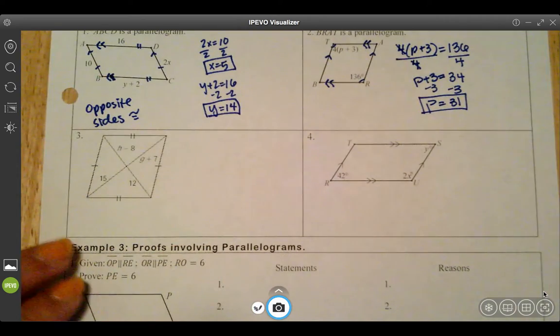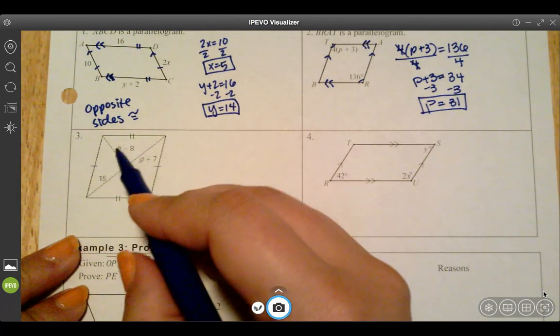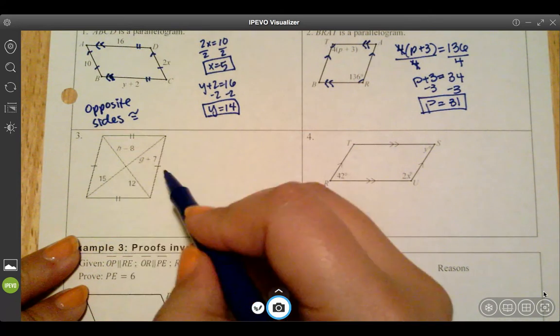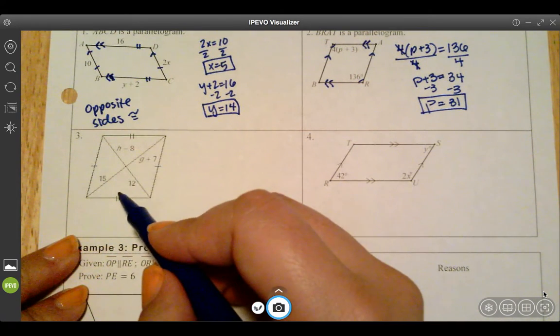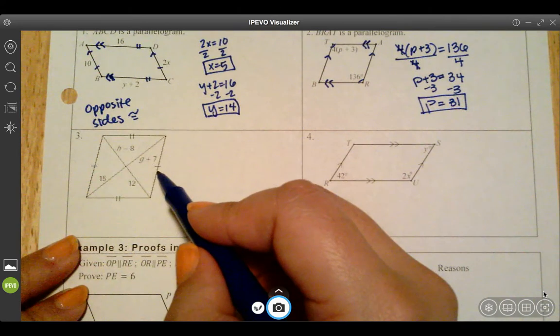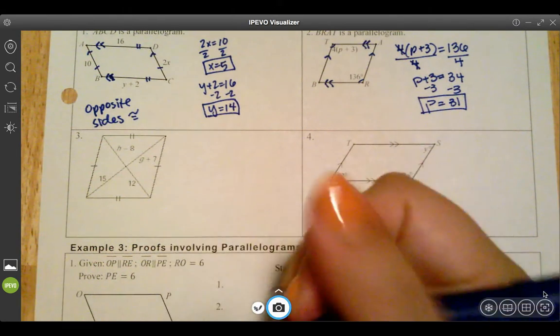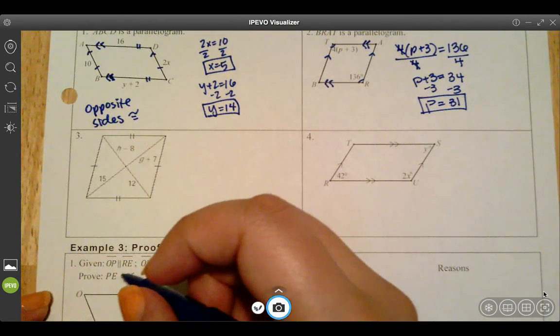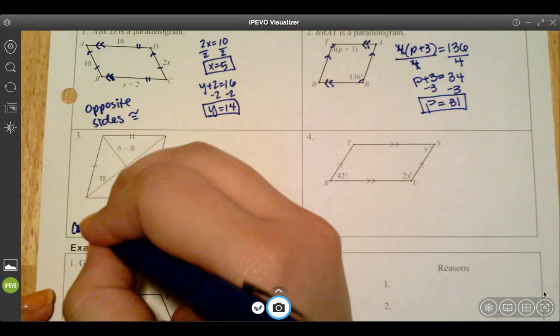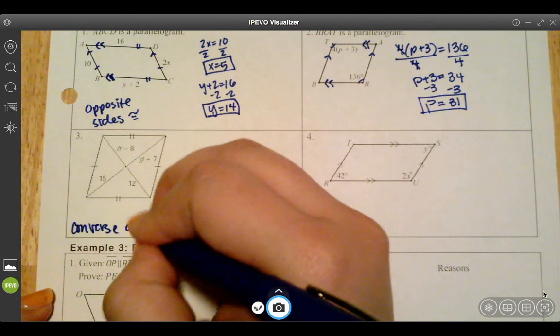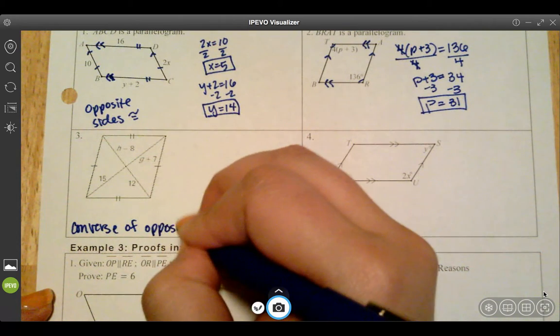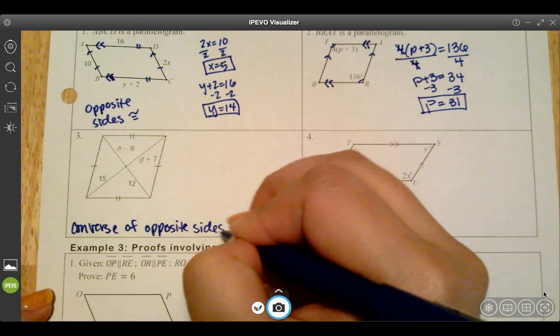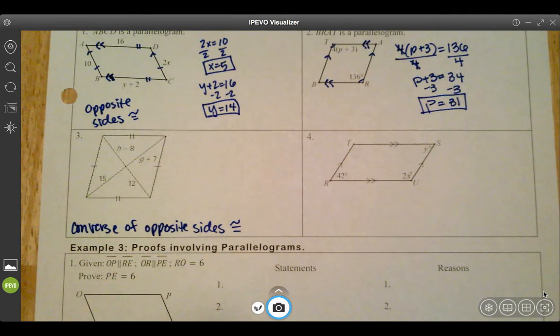Number 3. Here we're looking at properties. We have opposite sides are congruent. We know it's a parallelogram because the opposite sides are congruent, right? So now we can use that backwards. And so we can say it's kind of the converse of opposite sides congruent. Because this time, instead of going from parallel to congruent sides, we're going from congruent sides to parallel.